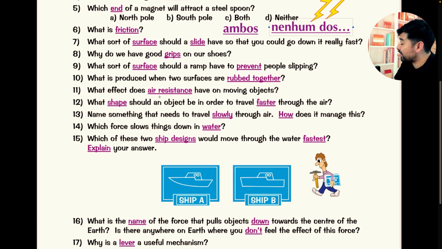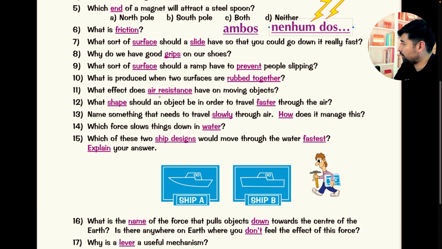Number 6. What is friction? Friction. What is that? What is friction, teacher? Oh, teacher, I forgot, so look back. Number 7. What sort of surface should a slide have so that you could go down it really fast? So analyzing the surface of a slide.